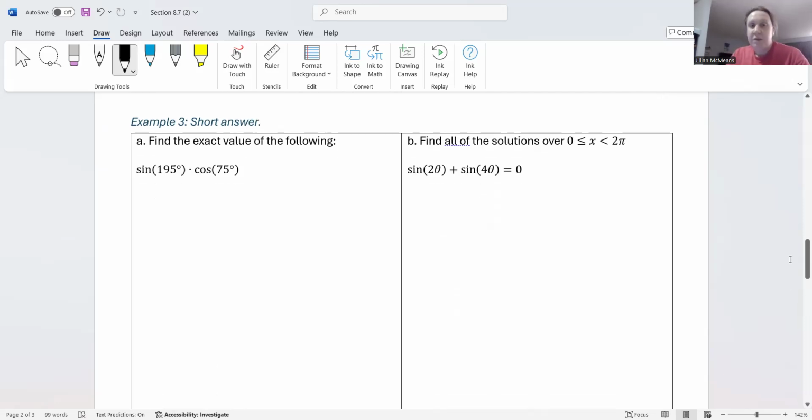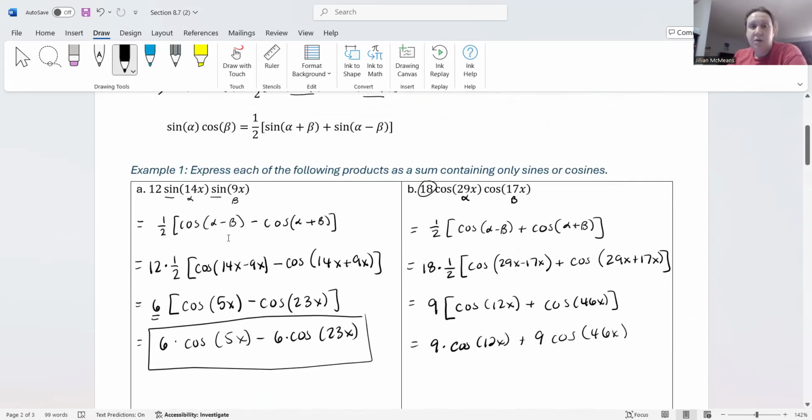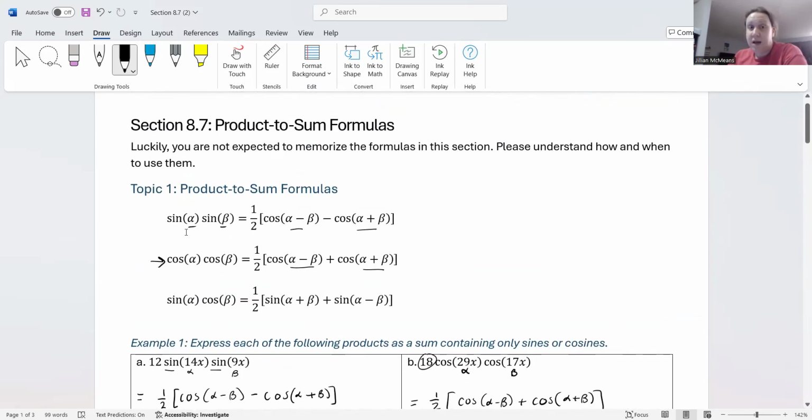Okay, so for example 3, it just says short answer, and for part A, it says find the exact value of the following. So this is definitely a product. We have a product of sine of alpha times cosine of some other angle beta. So let's figure out which formula we need to use. Let's go up to our product to sum formulas. We had sine of alpha times cosine of beta, so we want to use this last one right here.